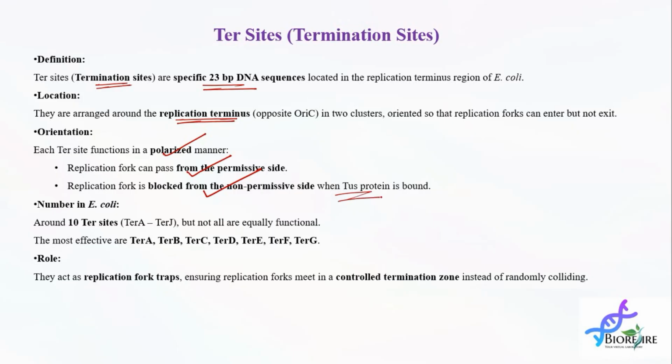Thus the Tus protein is bound. This side is permissive and this side is non-permissive. DNA helicase cannot pass this site. That's why this process will terminate. Around there are 10 Ter sites, that is TerA to TerJ, but not all are equally functional. Most effective are Ter A, B, C, D, E, F, G. What is the help? It will help in replication fork trapping, ensuring the replication forks meet in the termination zone.